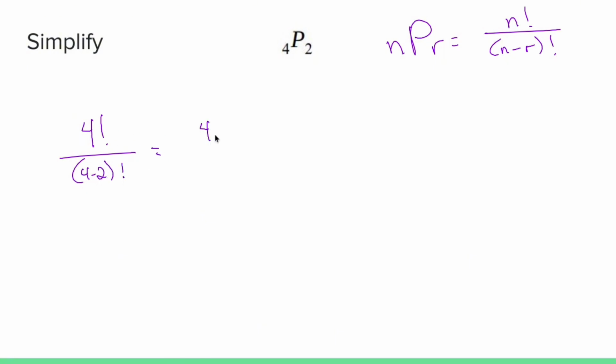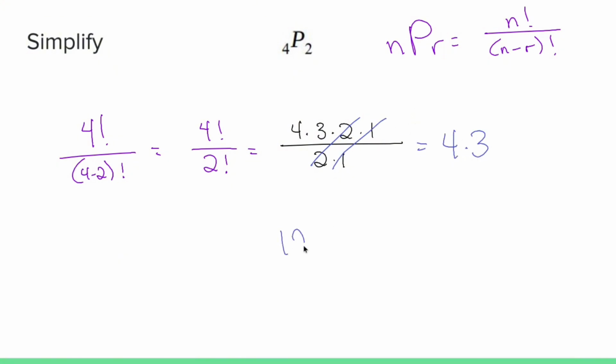So 4 factorial, I won't mess with it yet. 4 minus 2 is 2, over 2 factorial. So to list out 4 factorial, it's going to be 4 times 3 times 2 times 1. To list out 2 factorial, it's 2 times 1. And look at that! Things cancel out. The 2's and 1's cancel out, and you're left with just 4 times 3, which is 12. And that's how you do permutations, total permutations taken 2 at a time.